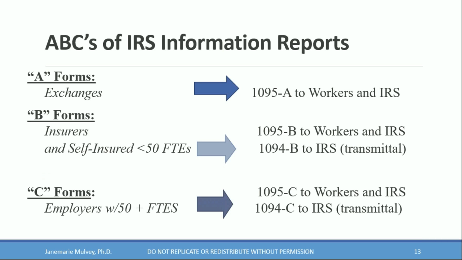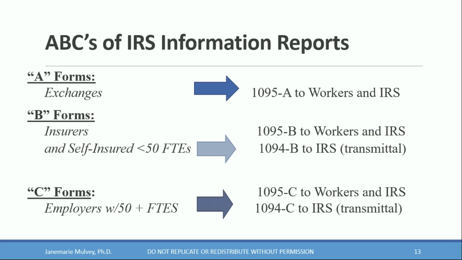Keeping track of these new IRS returns can be very confusing, but it is helpful to think of them as the ABCs of information returns. Before I talk about the ABCs, I want to distinguish two key numbers. The 1095 forms are provided to each full-time worker or to each insured worker, and they are kind of like the W-2s. And then there are the 1094 forms, which are transmittal forms that insurers and employers provide to give the IRS an indication of the employer's characteristics or the insurer's characteristics.